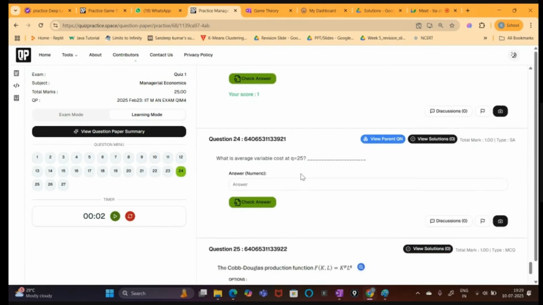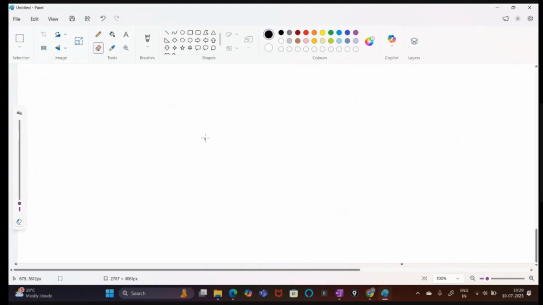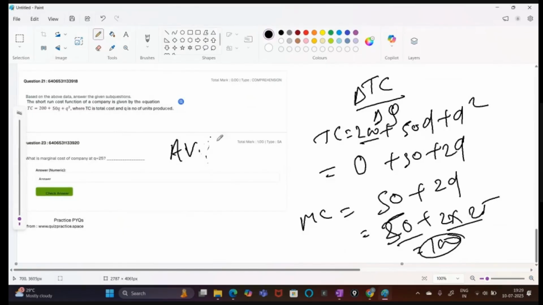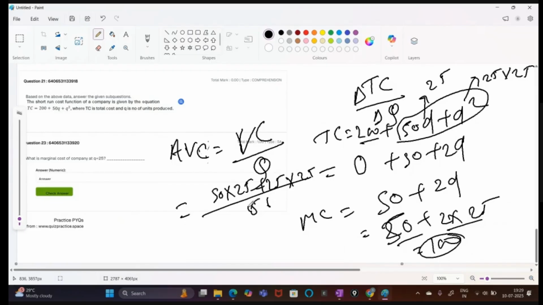Now it is asking for the average variable cost at Q. So the formula for average variable cost, AVC, equals VC, which means variable cost, divided by quantity. So what is the variable cost? We can calculate the variable cost here, right? Just put the value 25, so it would be 50 into 25 plus 25 into 25, divided by 25, right?